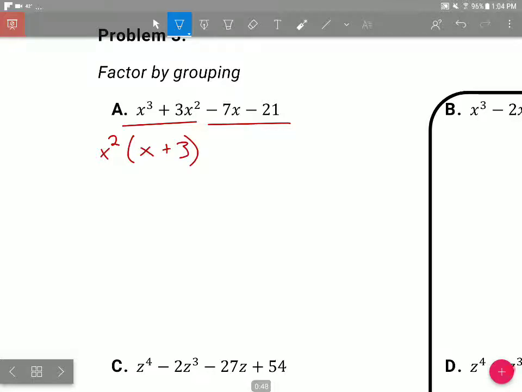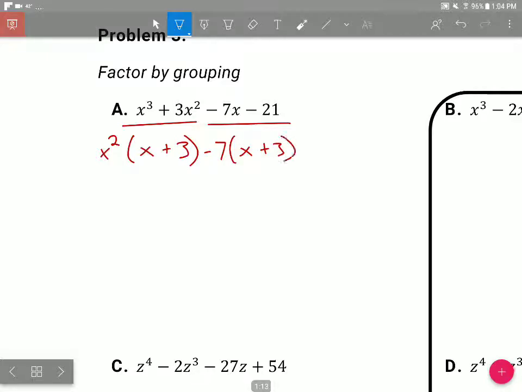All right. And then I'm going to look at the second one and say, what can I divide out of that one? Well, I can divide out a 7. They both have 7 to give. And I'm actually going to take the negative with it, and I'll tell you why in a second. So we're going to divide it by negative 7. So negative 7x divided by negative 7 leaves what? X. Good. Negative 21 divided by negative 7 leaves a positive 3.